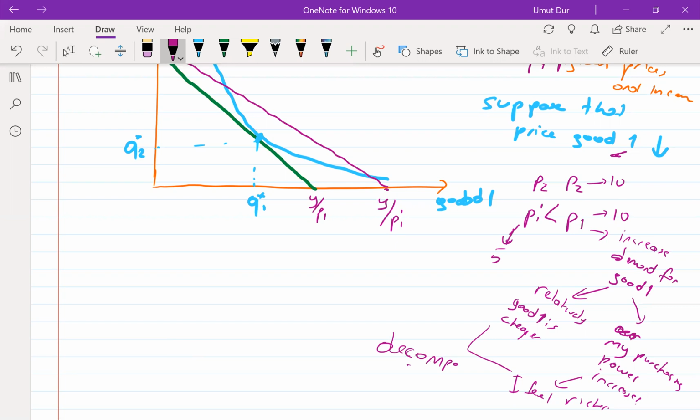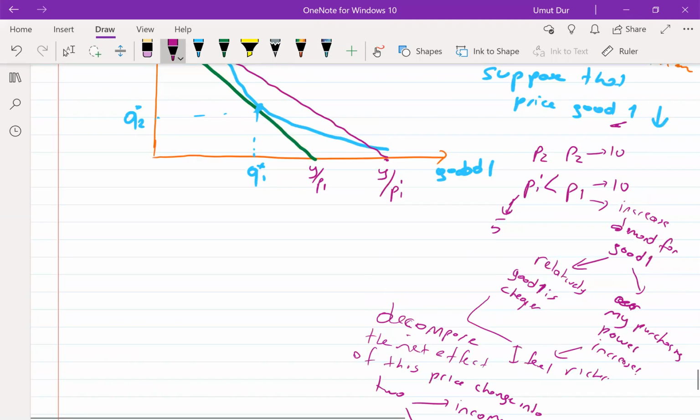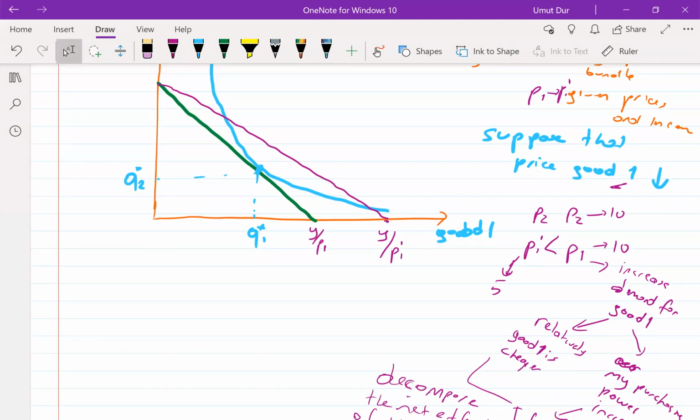So we decompose the net effect of this price change into two. The first one will come from the income effect, and the second one will come from the substitution effect. I will explain it in detail in a few seconds.